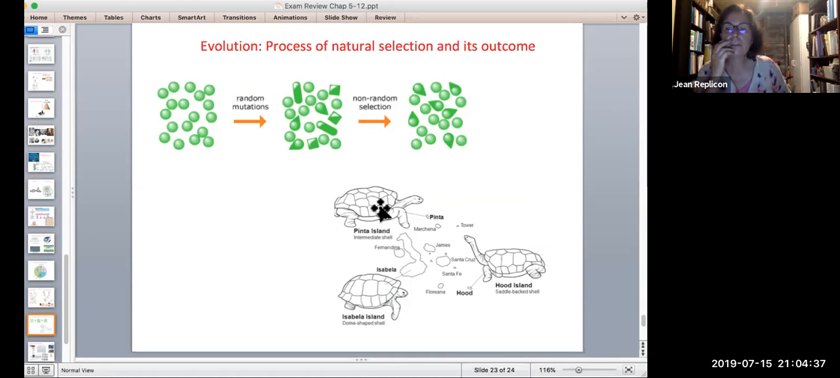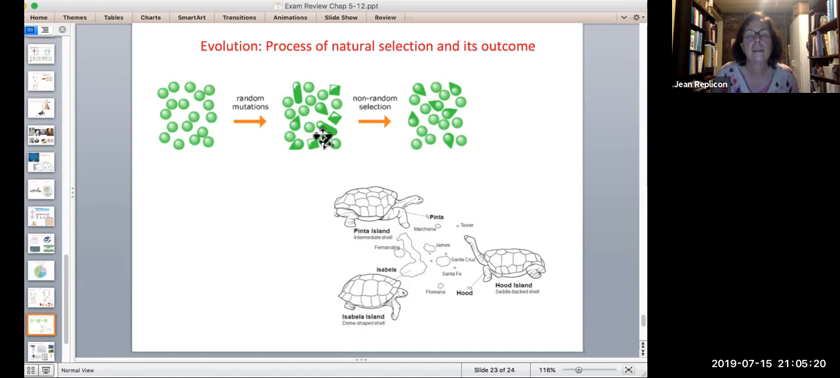I'm going to talk about evolution right now, and the process of natural selection and its outcome. So with this very simple diagram, we can say that mutation is a random event. It's really errors in copying DNA, or it could be from exposure to mutagens, but it's random how it affects the genome. And chances are it's not going to affect the genome in a way that is going to be helpful. But every once in a while, it can be helpful. And so random mutations are represented here with lots of different shapes that result.